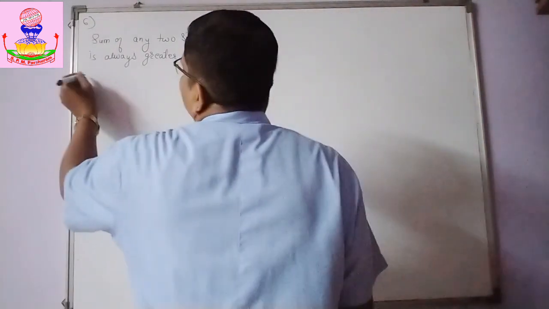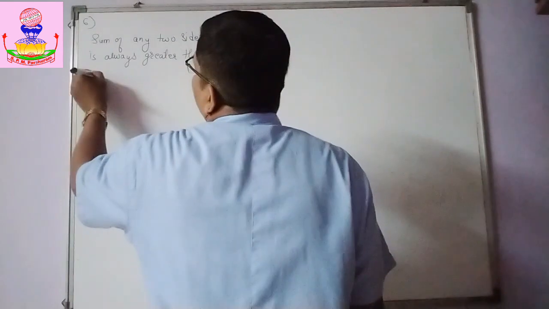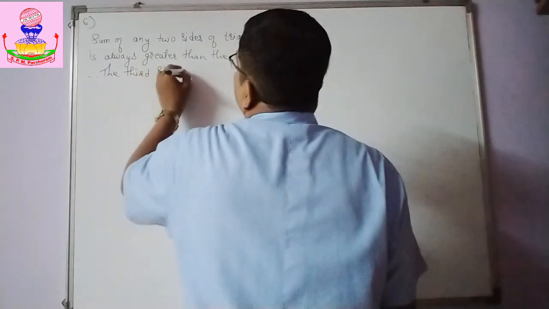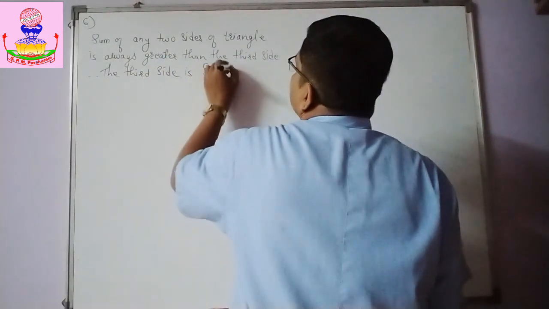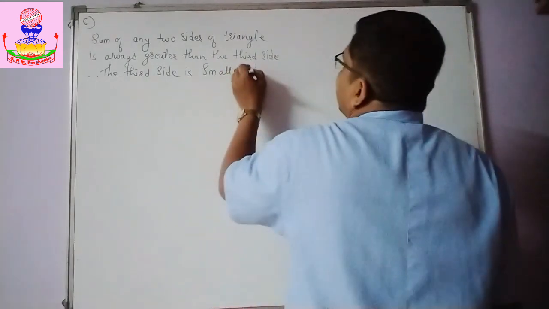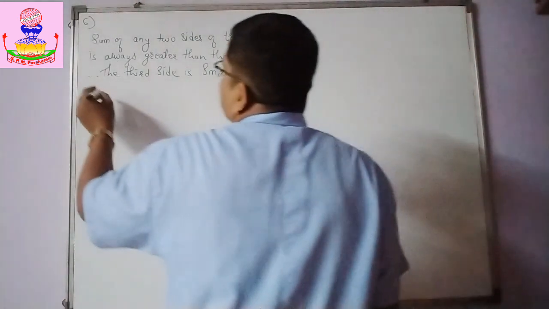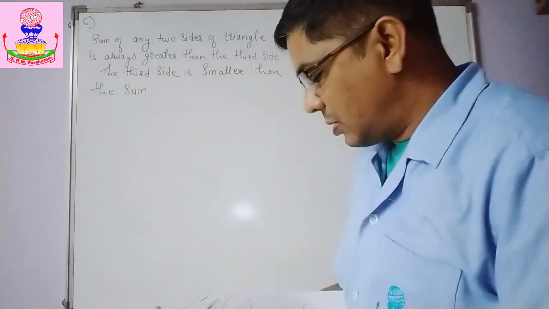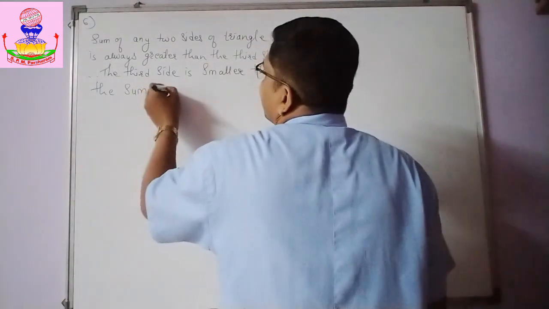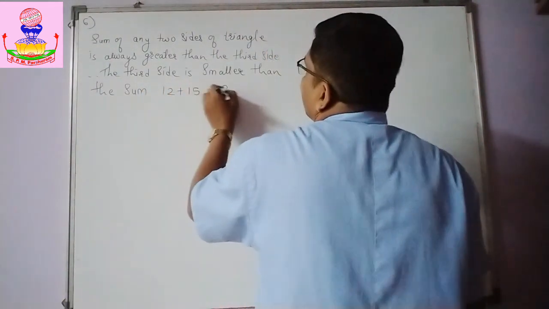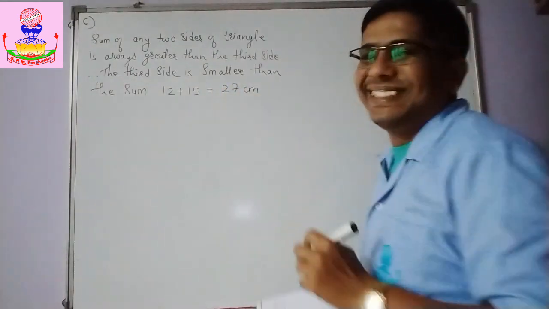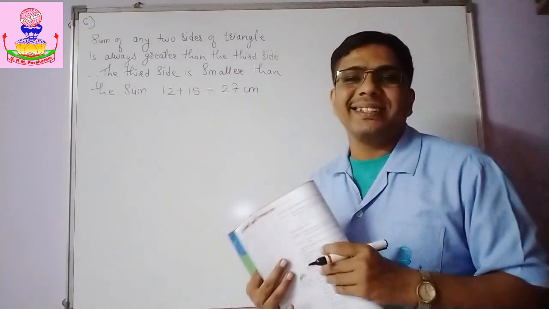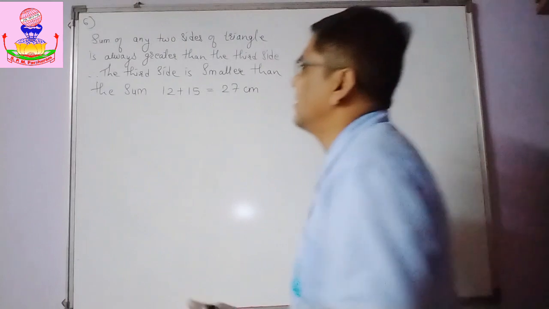Okay, therefore the third side is smaller than the sum. What is the sum? 12 plus 15, that is 27 centimeter. And the second property, that is, the difference between any two sides is always smaller than the third side.